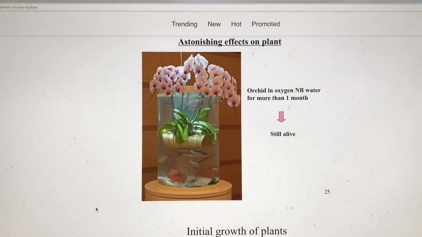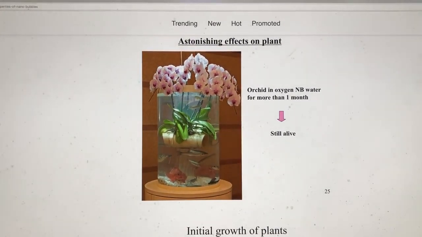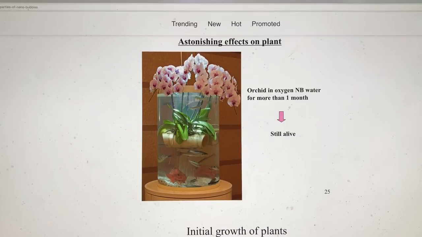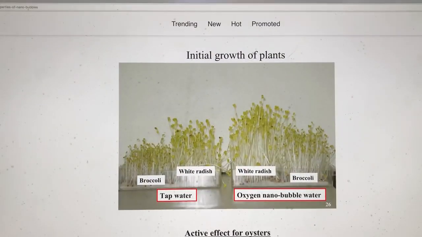And an orchid, like a Phalaenopsis orchid, you're only supposed to water every so often and keep it damp. But here you see the entire root system is fully submerged in the water, and there are fish in the water also, for more than a month, because there is so much dissolved oxygen in the water that the roots can absorb no problem. They're not drowning because there's a sufficient supply of oxygen. Works very well for plant growth.